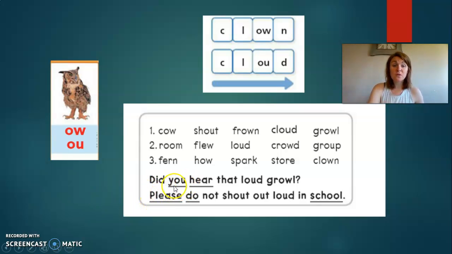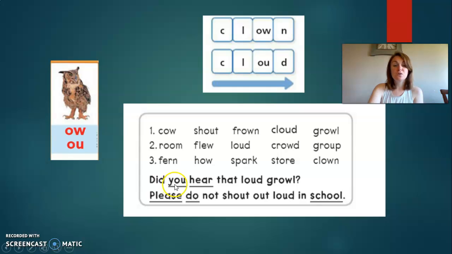These are high frequency words. We have you, Y-O-U, you. Hear, like I can hear with my ear. Please, that's a polite manners word. Do, and we have the word school. We all know the word school because we see it everywhere, every day when we go to school. Let's read this sentence together using fluency.